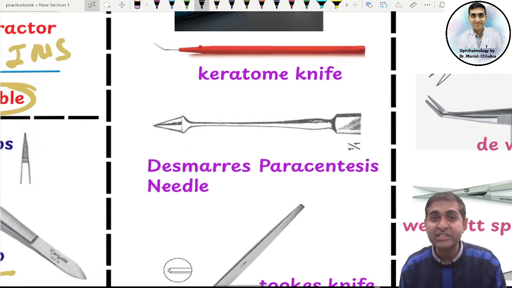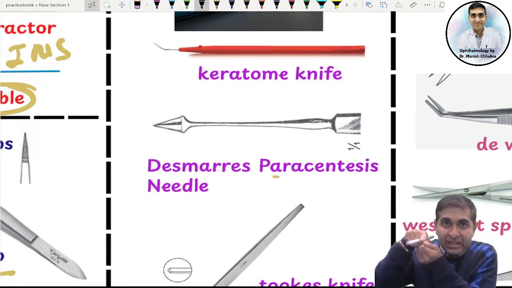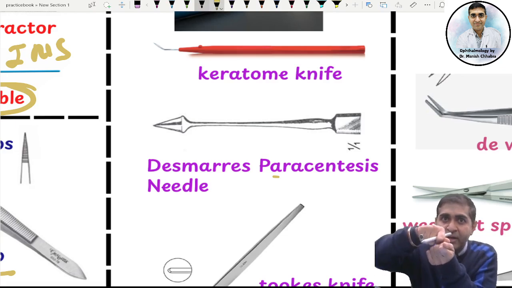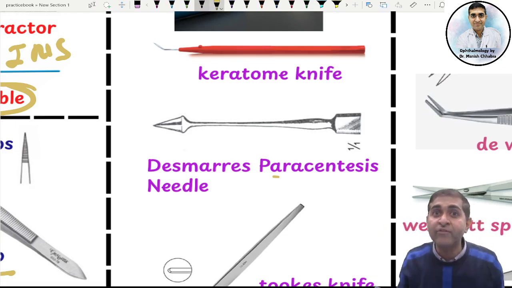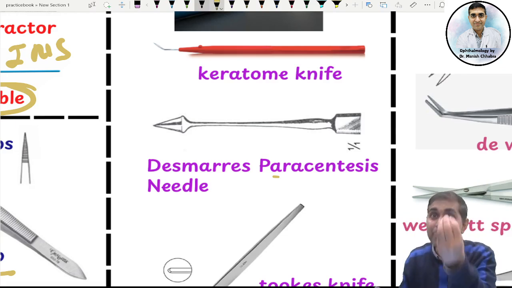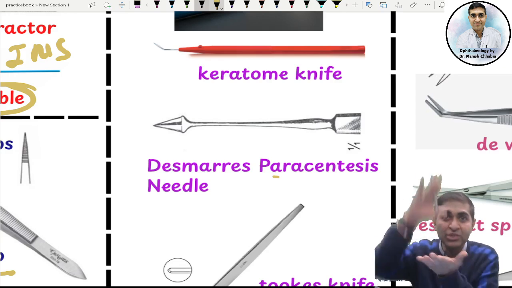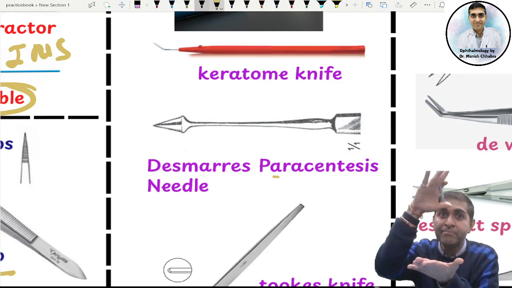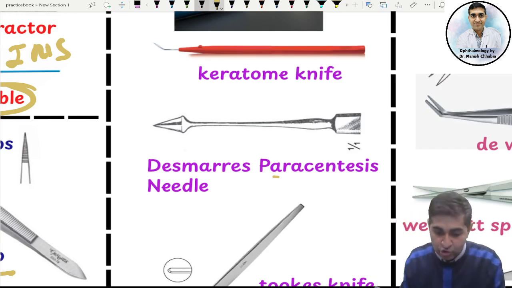Paracentesis is where you put the needle inside the anterior chamber and take out part of the aqueous humor, which decreases the intraocular pressure. Like, the best management which you do in central retinal artery occlusion is paracentesis. You decrease the counter pressure by pulling out aqueous humor.